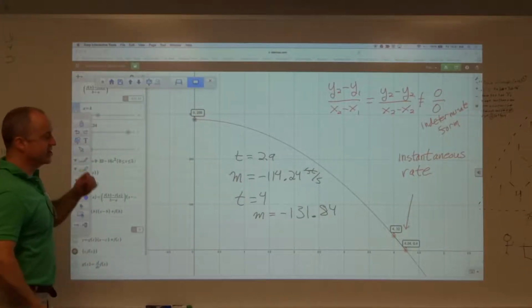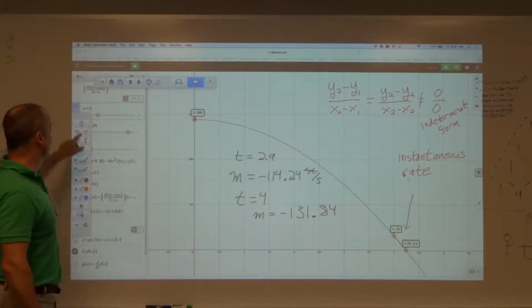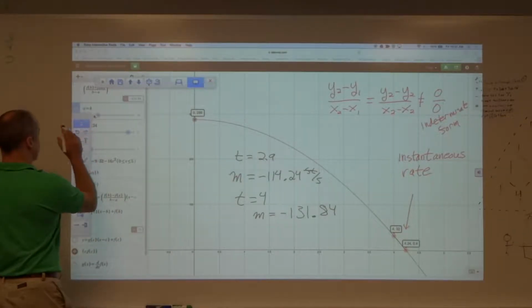Okay. Change 4 to 4.2 for the A. Change it with the mouse first. Thank you.